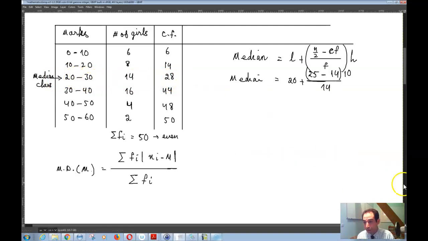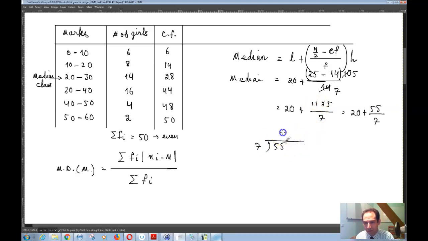Now, to calculate this, you divide by 2, 5, divide by 2, 7, and then you have 20 plus (25 minus 14) times 10 over 7, which is 20 plus 55 sevenths. 55 divided by 7: 7 times 7 is 49, so from 49 to 55 you have 6, and 8 times 7 is 56.